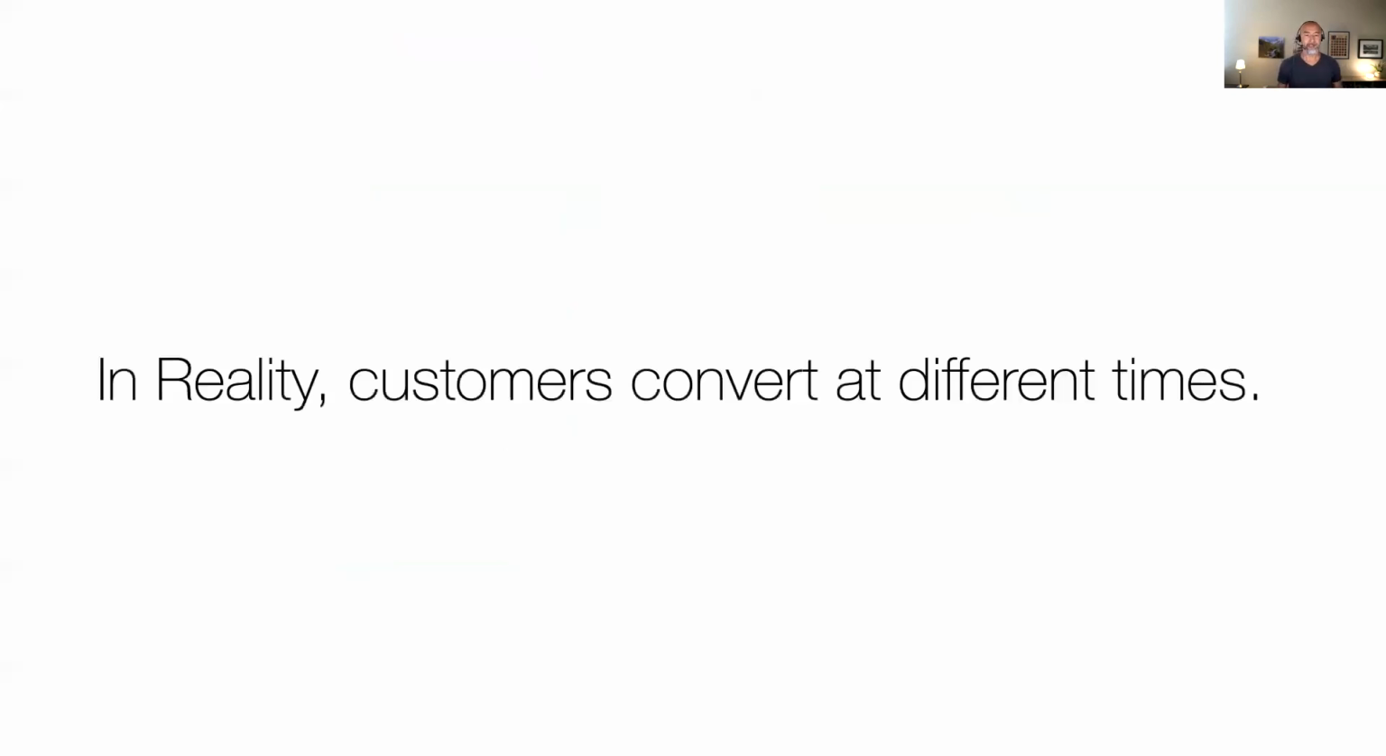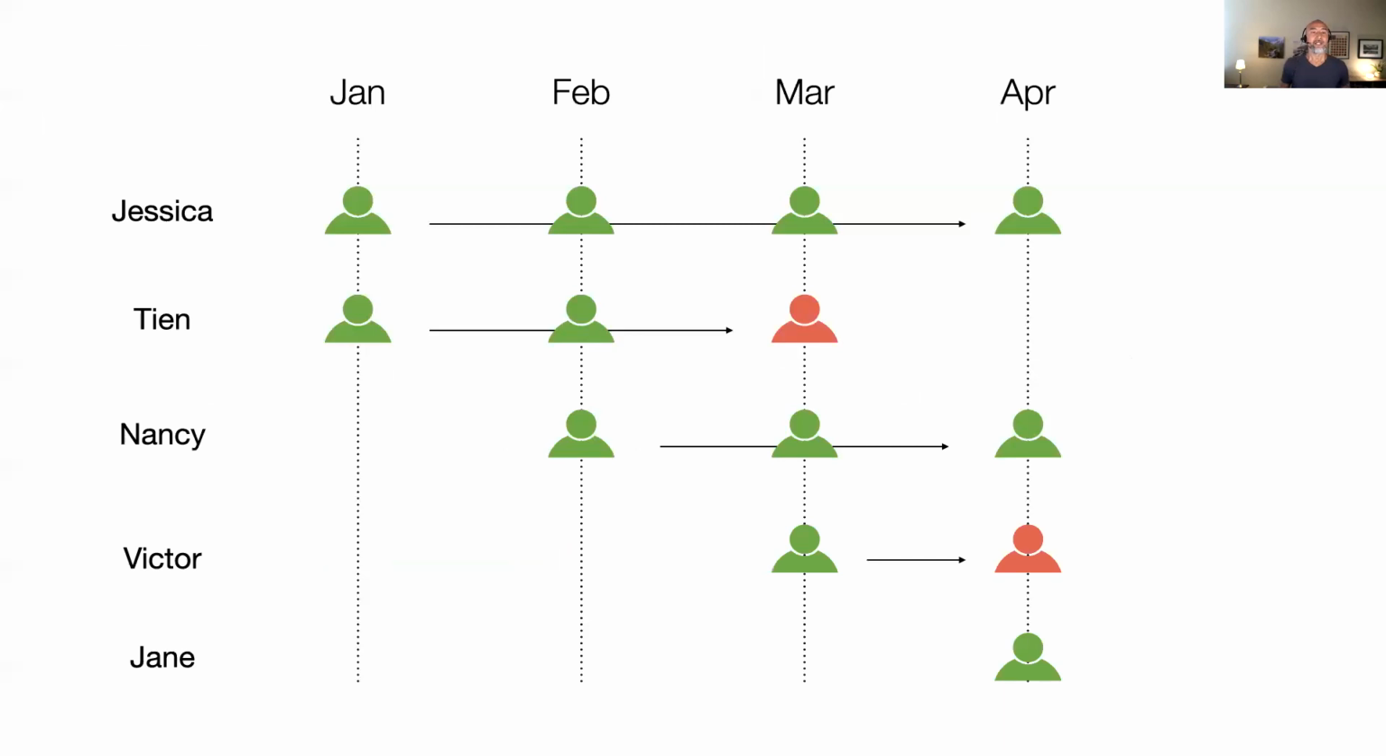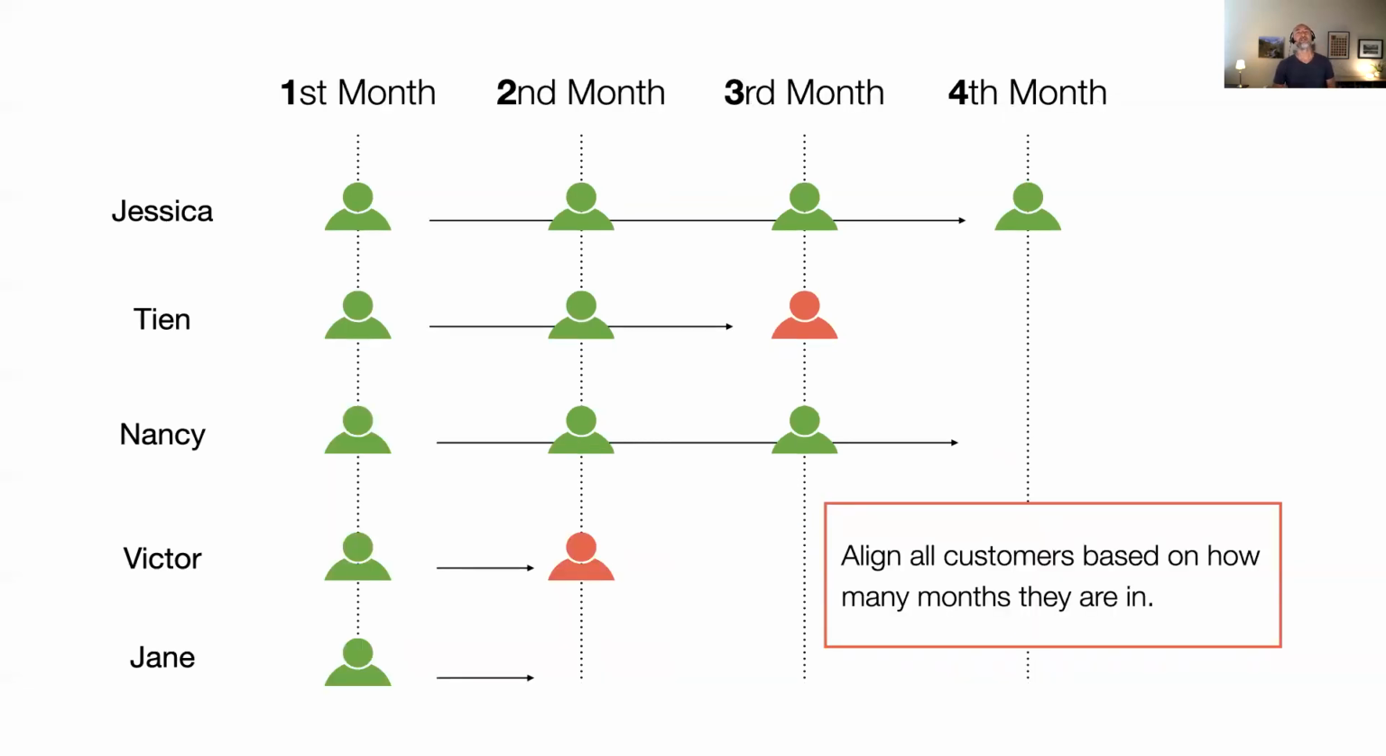But in reality, customers convert at different times. You never have all customers converting in a particular month and none converting later. So let's say it's the same customers, but actually one person is added, so we have 5 customers, and each converted at different timings. Again, we don't care whether they converted in January, March or May in this survival analysis. What we care about is how many months they have been in.